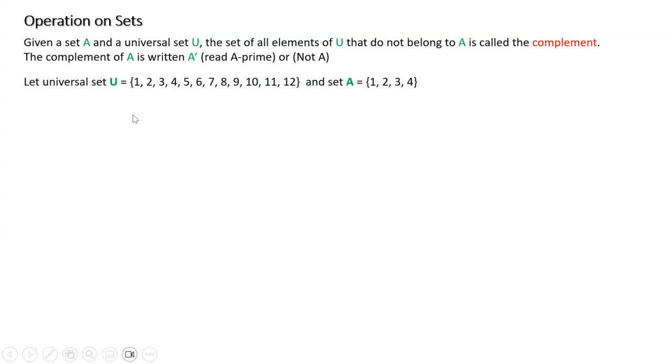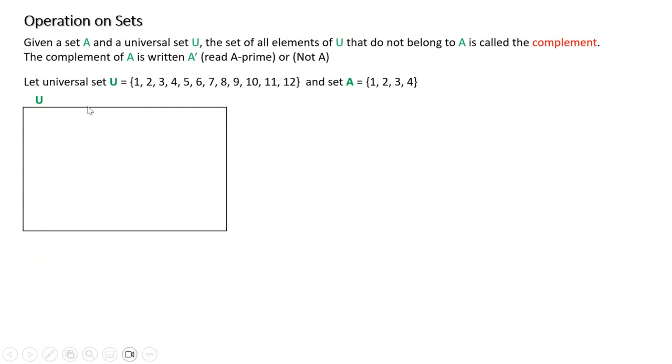For example, now we're going to be getting into actually working out some problems with sets. For example, this is my universal set. The universal set is from 1 all the way to 12: 1, 2, 3, 4, 5, 6, 7, 8, 9, 10, 11, 12. And set A is equal to 1, 2, 3, 4.